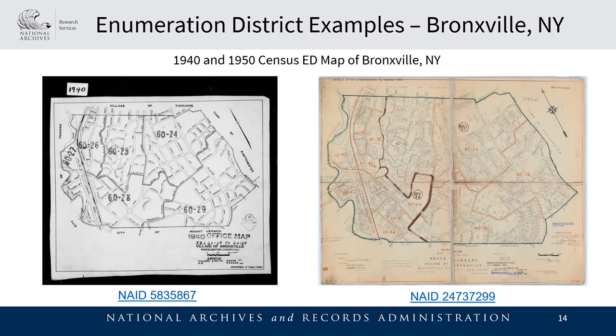As was mentioned earlier, census enumeration districts often did not remain the same from one census period to another. Here is an example of maps from the 1940 and 1950 census covering Bronxville, New York. In 1940, Bronxville had only six enumeration districts, 60-24 through 60-29, shown on the black and white map on the left, while in 1950, it had 12 enumeration districts, 60-34 through 60-46. Note that the enumeration districts between these 2 years are different as well.